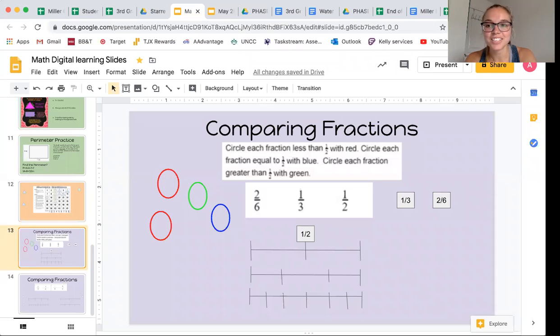Hello, third graders. Today we are going to be doing a little bit of a review. We are going to talk about comparing fractions.